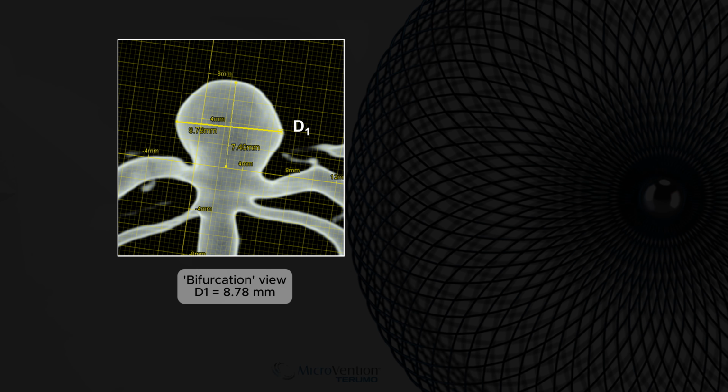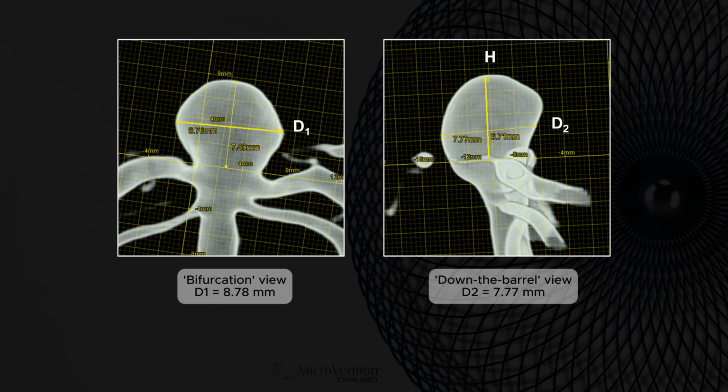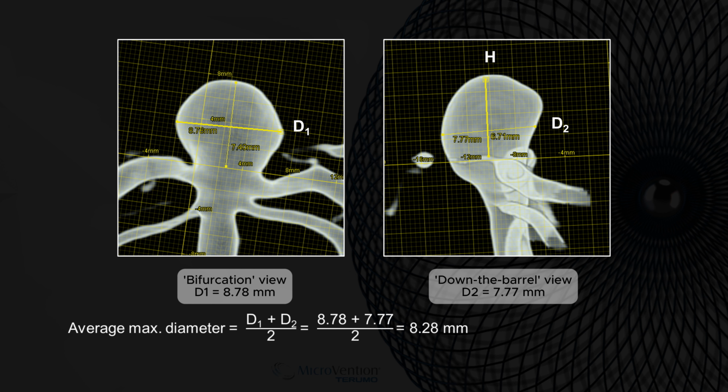Let's take a look at this spherical basilar tip aneurysm. On the bifurcation view, the widest measurement of the aneurysm measures 8.78 millimeters. Switching to the down the barrel view, we observe a maximum diameter of 7.77 millimeters. By averaging the two diameter measurements, we arrive at an average maximum diameter of 8.28 millimeters. The aneurysm also has a minimum height of 6.71 millimeters. This gives us the key dimensions we need for proper web device sizing.